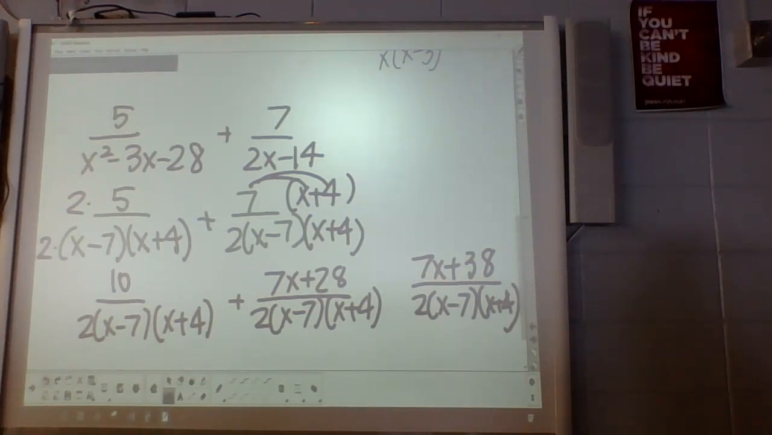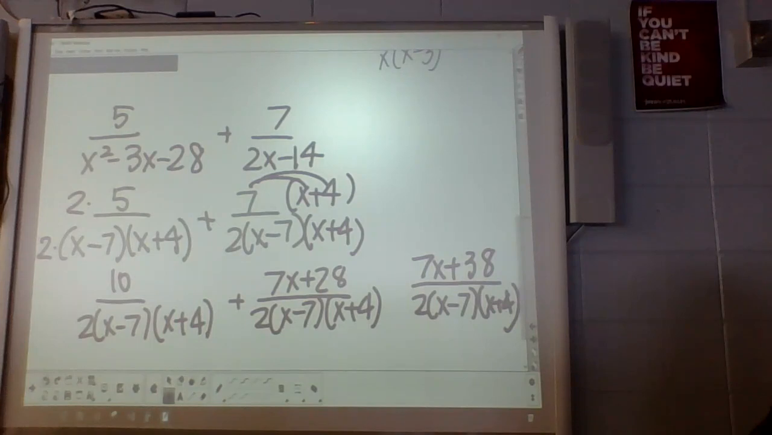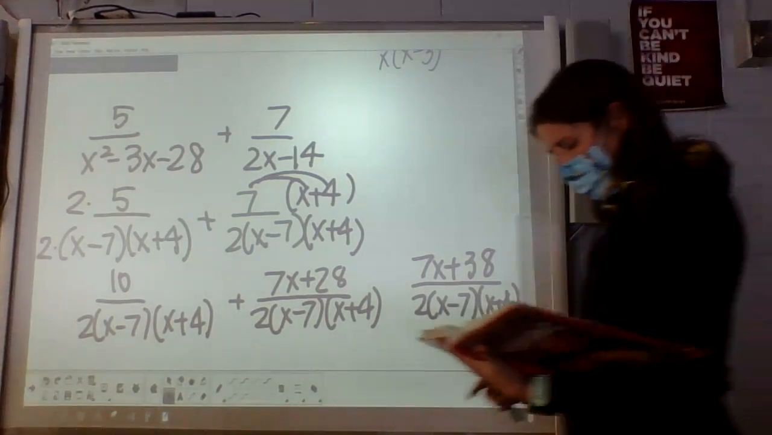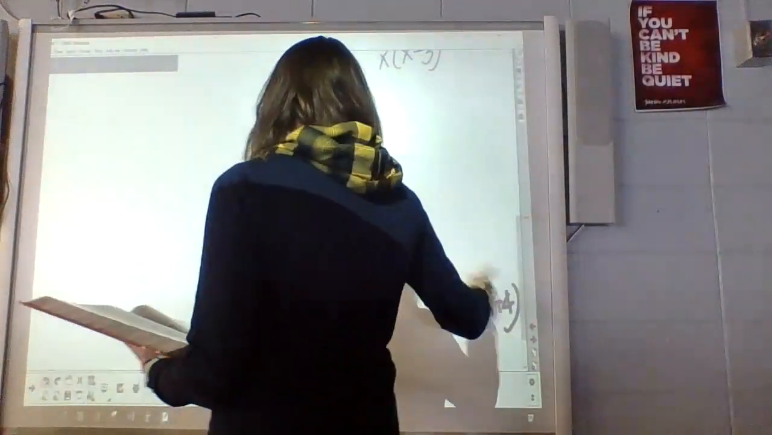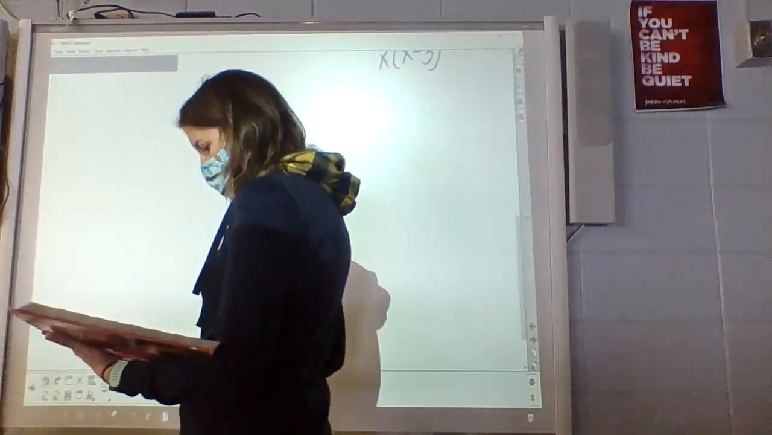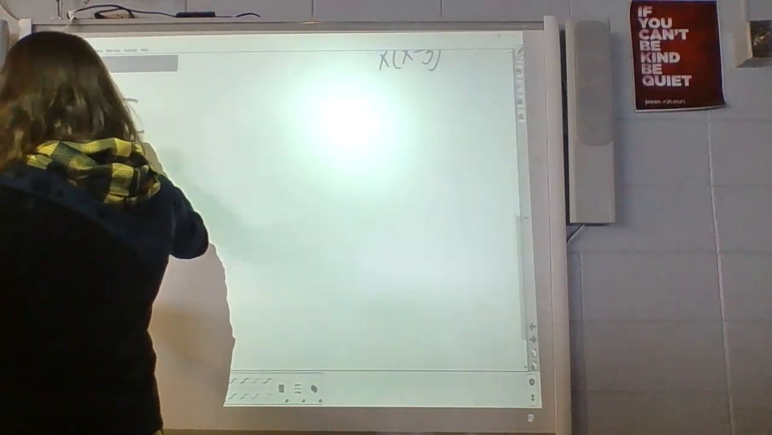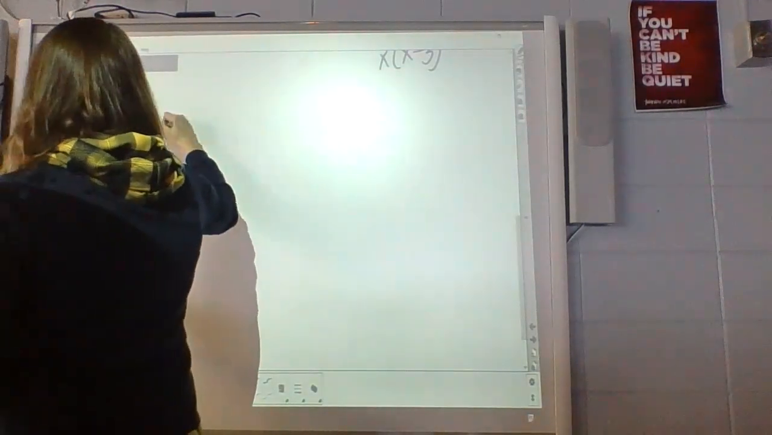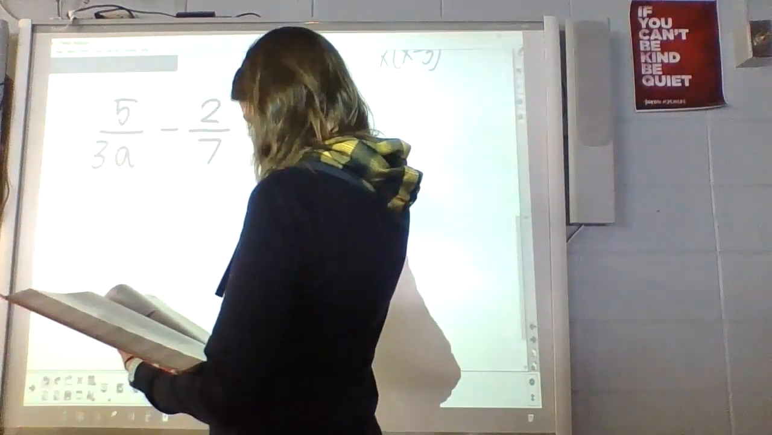Okay, so in this case, the common denominator is 2x minus 7x plus 4, and that comes from the fact that we factored these. And so this new fraction becomes 10 over this whole denominator. I think the most common mistake was here: you guys were like, oh sweet, I can cancel those. No, it needs to be there. So instead we're going to distribute. So this is 7x plus 28 all over that same denominator.